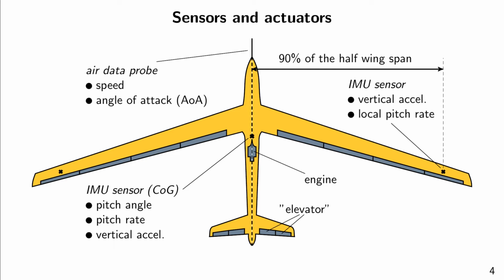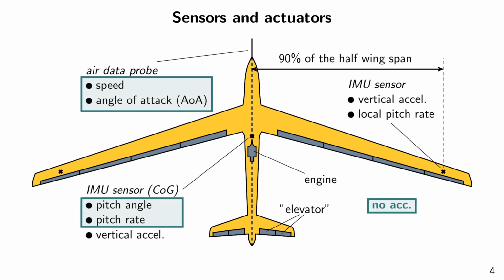In this analysis, we will compare filters designed using two sensor configurations. The first set of sensor signals have no acceleration measurements, hence we will refer to them using the label no ACC. In the second set, we use all of these signals and the acceleration measurement at the center of gravity, and also the IMU signals close to the wingtips.